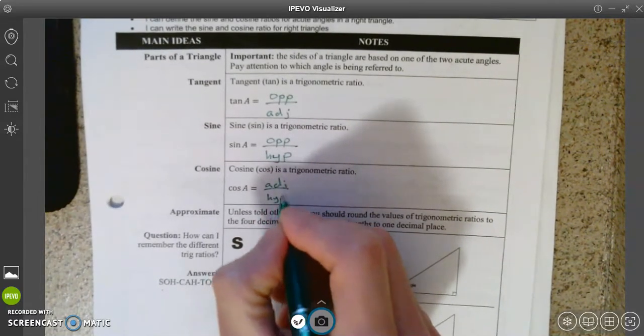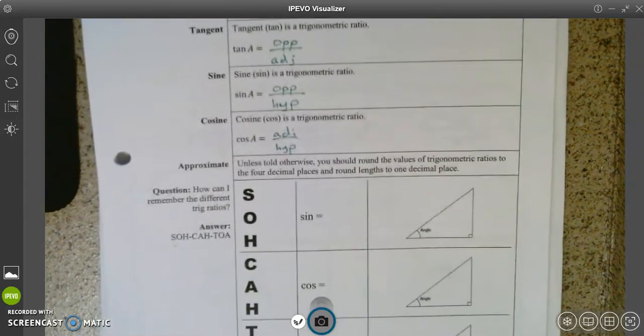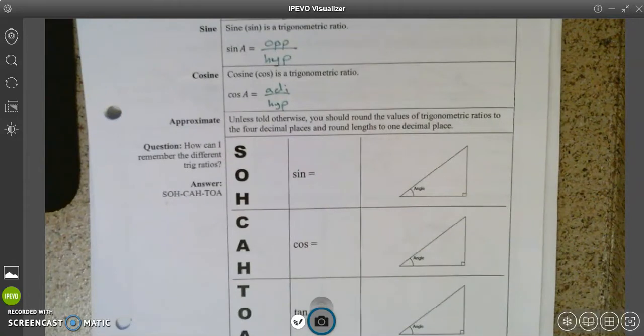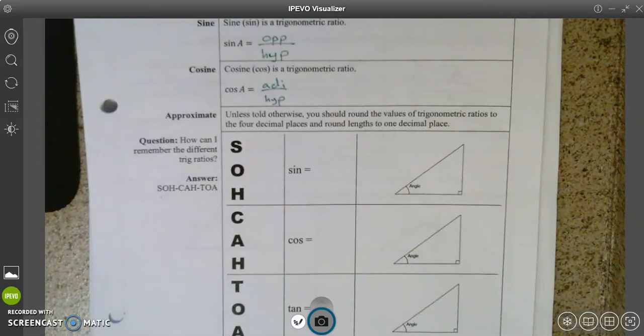Just one thing to note, notice that I'm using each of these sides in each of these three trigonometric functions. We're using them twice. We're using opposite twice, adjacent twice, and hypotenuse twice. Unless told otherwise, we should find the values of trigonometric ratios to 4 decimal places and then length to 1 decimal place. So one of the techniques to remember the order for everything is SOHCAHTOA.